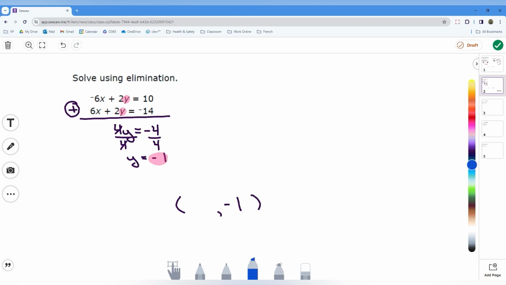I'm going to go with equation 2 this time. Now we will have 6x plus 2 times y, and y, our answer was negative 1, equals negative 14. 2 times negative 1 is negative 2. And now I have a two-step equation. The first step would be to move this minus 2 by adding 2.